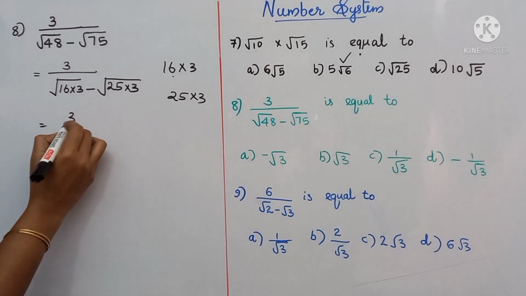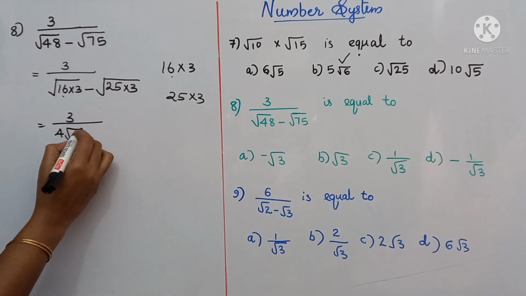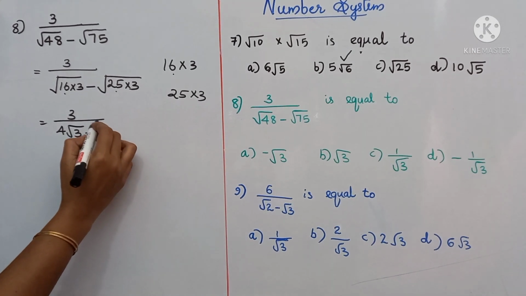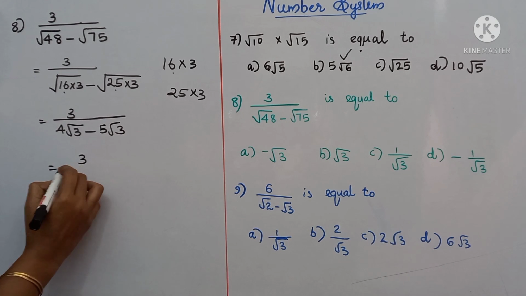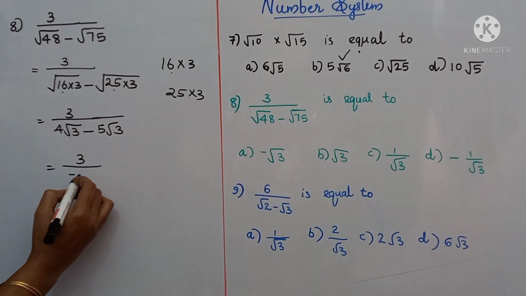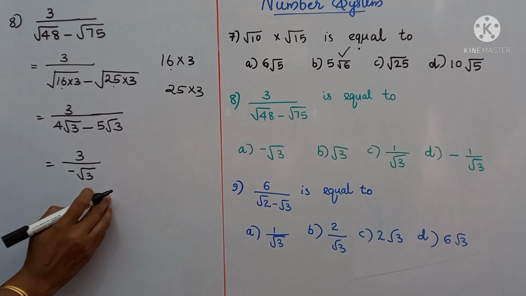That is equal to 3 divided by 16. Square root of 16 is 4, we know, so 4 root 3 minus 25. Square root of 25 is 5, and 5 root 3. That is equal to 3 divided by 4 root 3 minus 5 root 3. 4 minus 5 is minus 1. So, minus root 3 it is. 4 root 3 minus 5 root 3 is minus root 3.